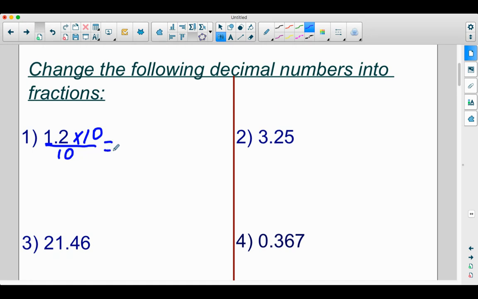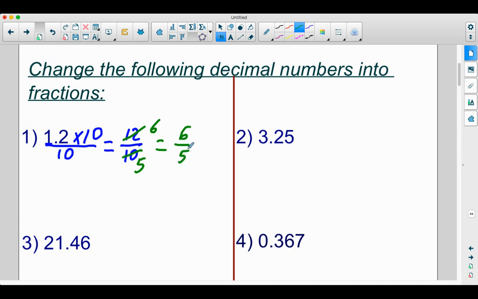So what is 1.2 times 10? Okay, move the decimal point 1 to the right when you're multiplying by 10. So that gives you 12, okay, over 10. And then we can simplify this by 2. So 12 divided by 2 gives you 6. And 10 divided by 2 gives you 5. So our final answer would be 6 over 5.